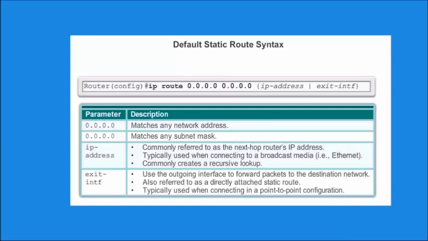To configure default static route, we only give the IP address and the exit interface along with 4 zeros for the network address and 4 zeros for the subnet mask.